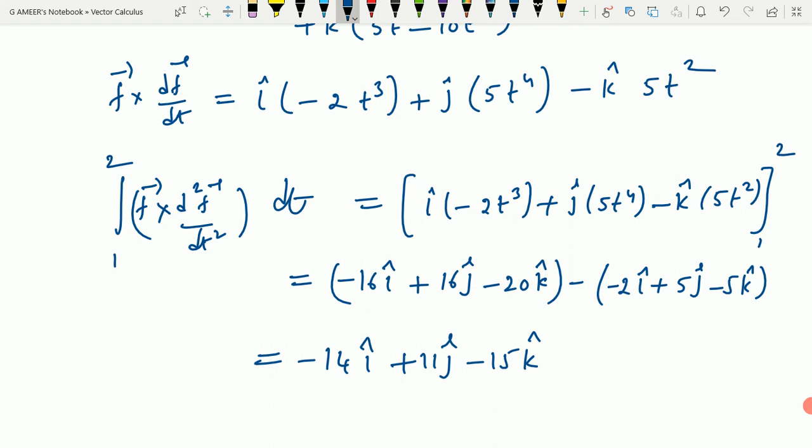Sorry, here I substituted the upper limit 16 and I forgot to multiply with 5. There is a 5 into 16, so 5 into 16 is equal to 80, and 80 minus 5 will be 75. This is 75 j cap. Okay, do that correction. 5t power 4 is there here.